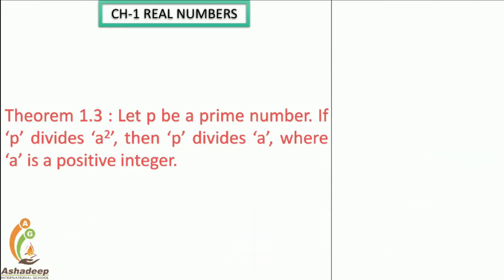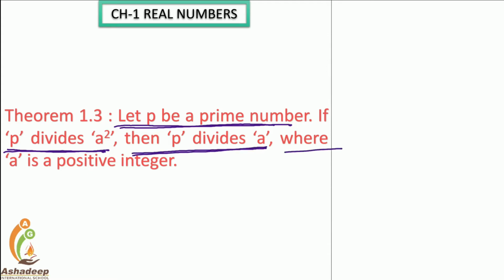Let's start with the theorem. Let p be a prime number. If p divides a square, then p divides a, where a is an integer.